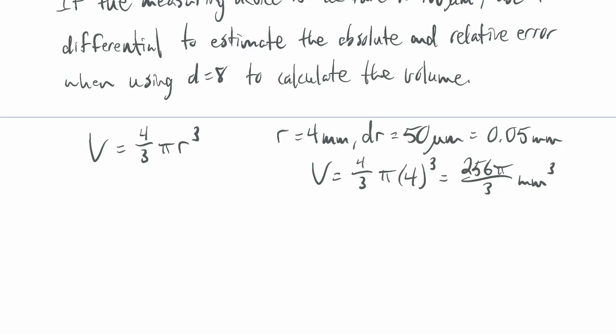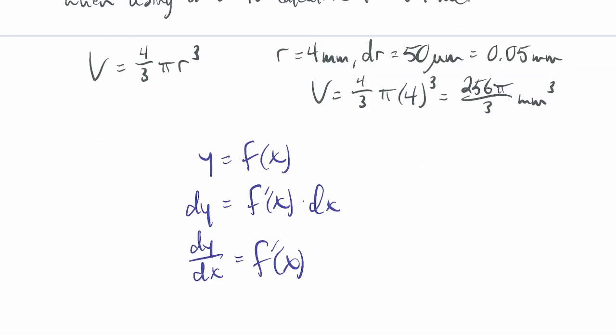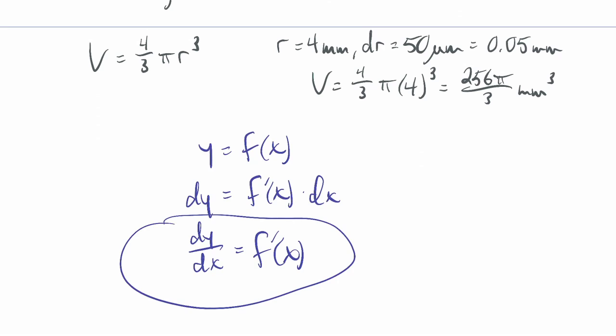Anyway, so if you have y equals f of x, y is some function of x, then dy, the differential of the output variable, is equal to the derivative of the function times dx, the differential of the input variable. And if you think about taking this equation and dividing by dx on both sides, you'll get dy over dx equals f prime of x. You might say, hey, that's just saying that the derivative in the Leibniz notation is equal to the derivative in the Lagrange notation. Sort of.